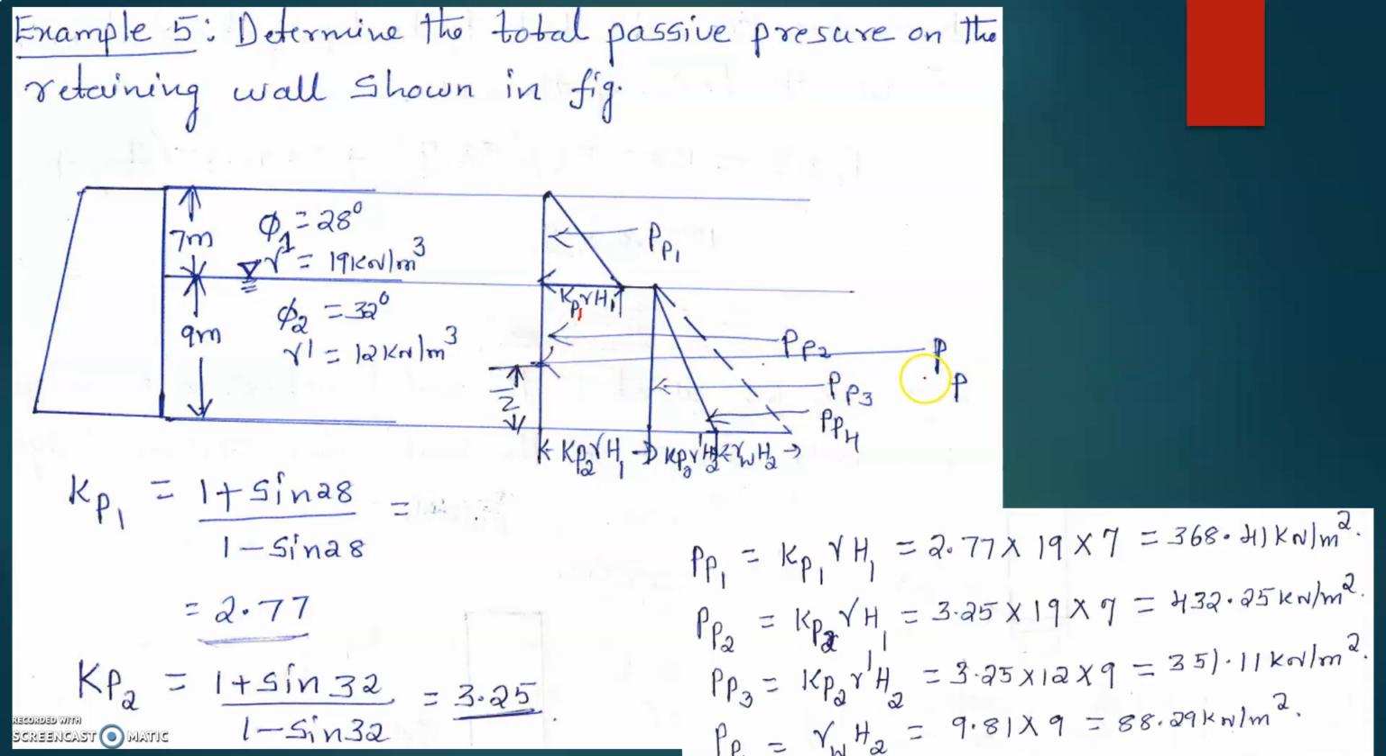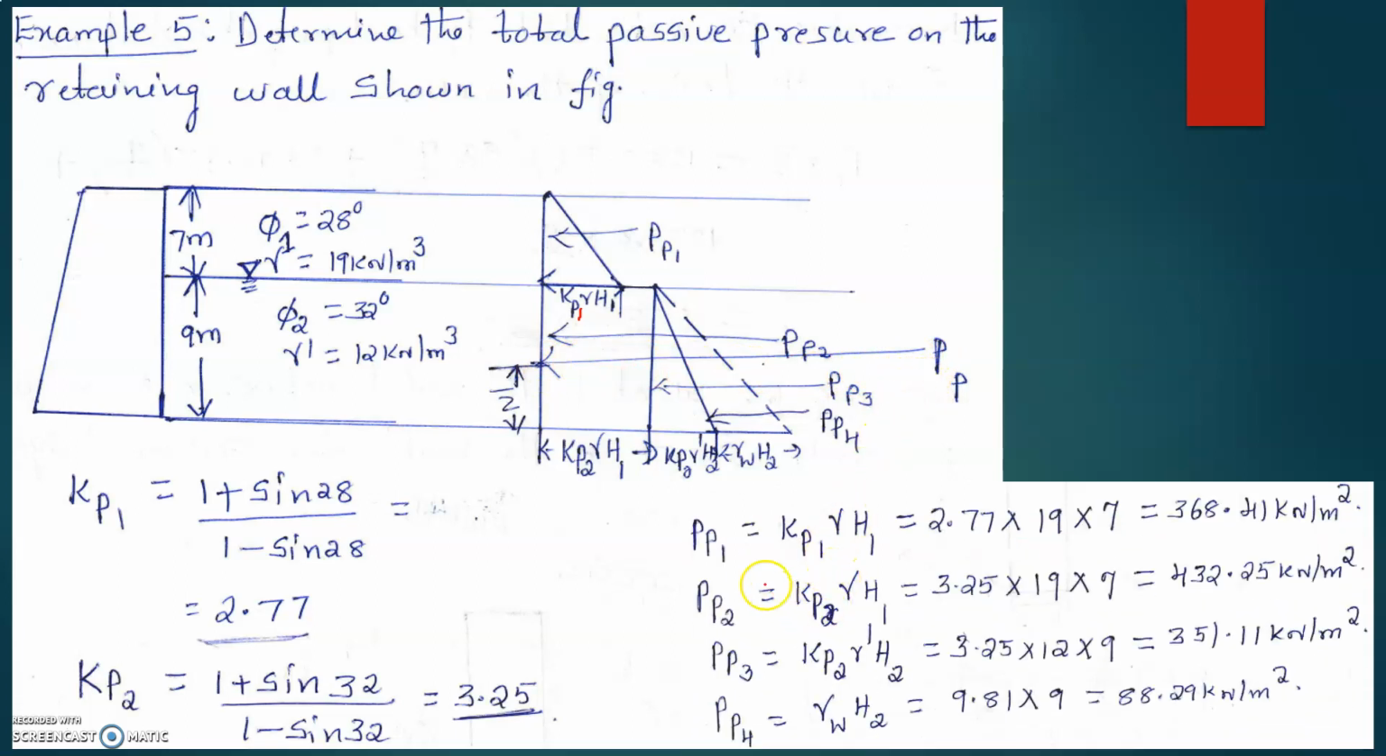Okay, how to calculate this? Let us find the pressures one by one. I'll find Pp1 first. What is that? Kp1 into gamma into H1. Kp1 is 2.77, into gamma which is 19, into 7. So we will get 368.41 kilonewton per meter square.